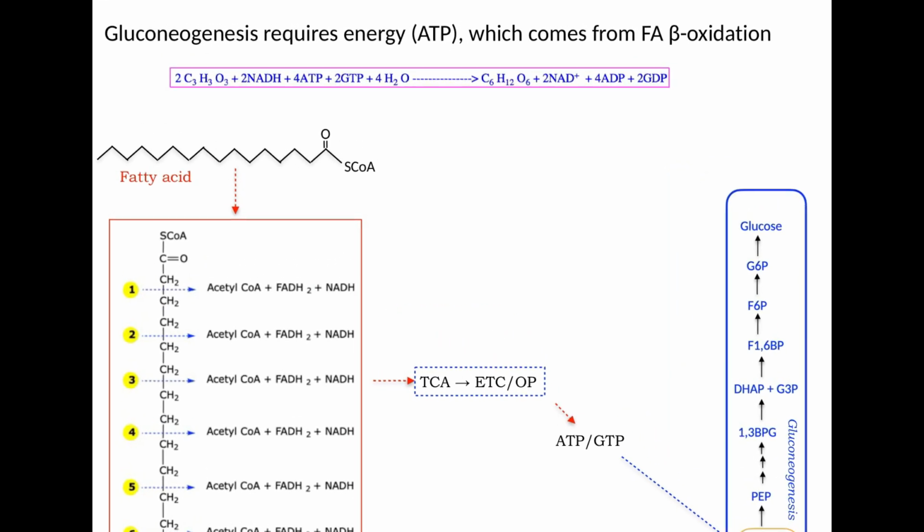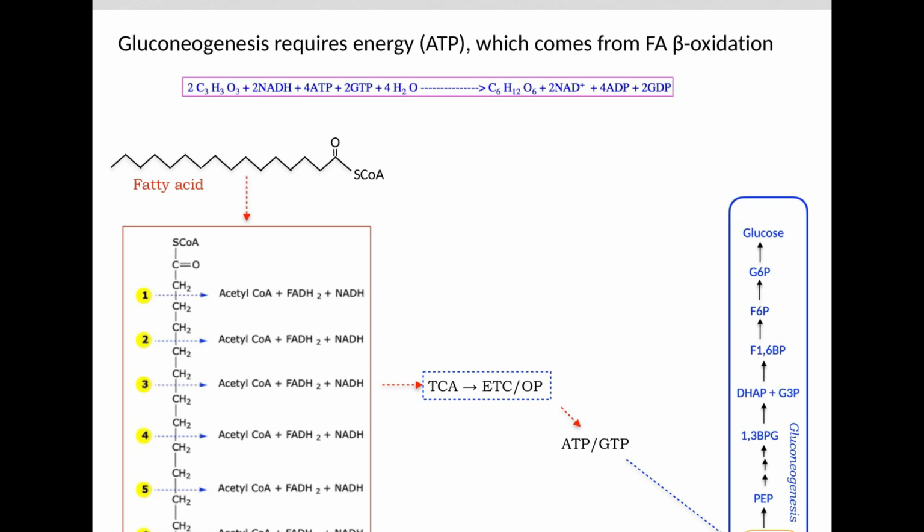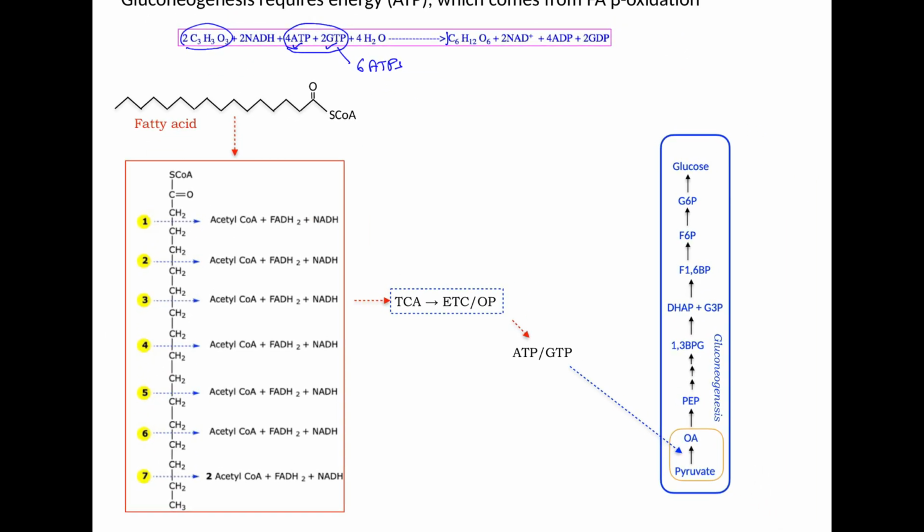Now, gluconeogenesis is an anabolic process. It's a synthesis process, and synthesis requires energy. So you can see, to make one glucose here from 2 pyruvates, we need 4 ATPs plus 2 GTPs. So that's equivalent to 6 ATPs worth of energy. And so where does this energy come from?